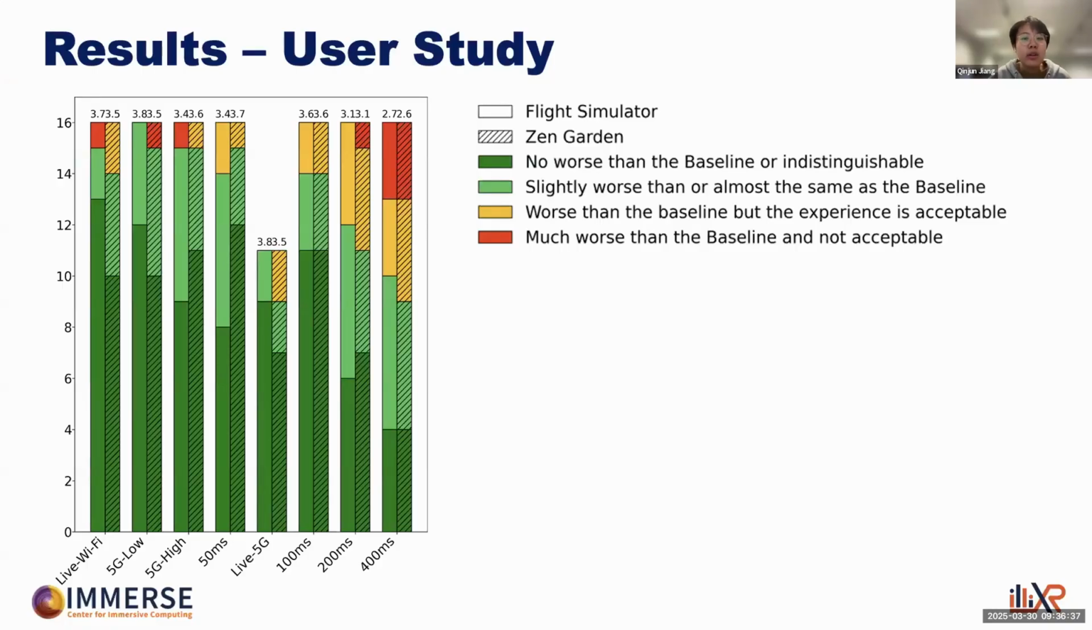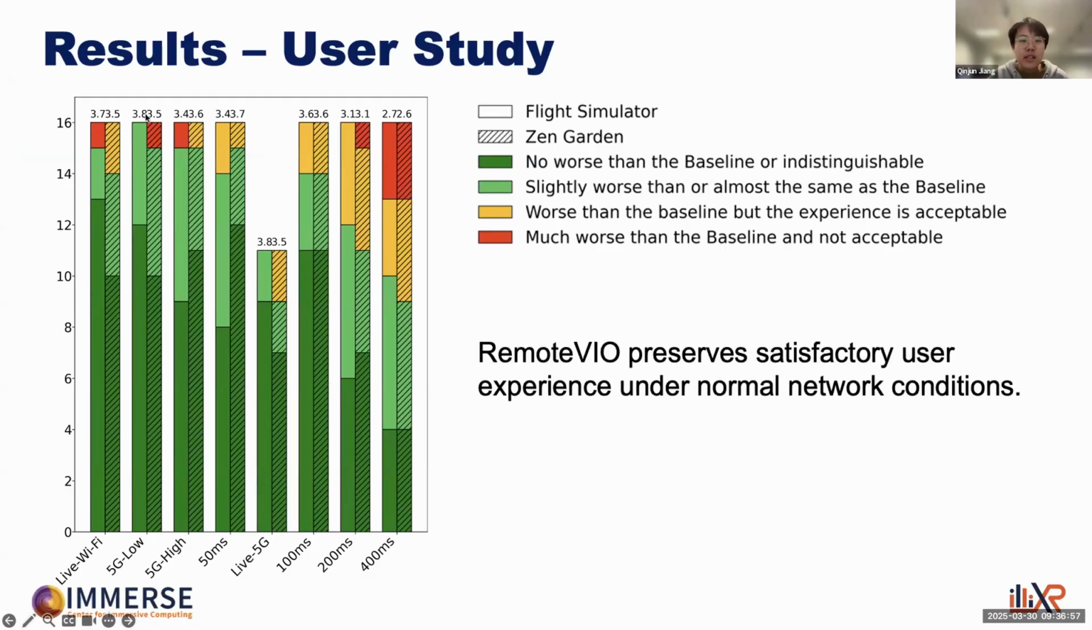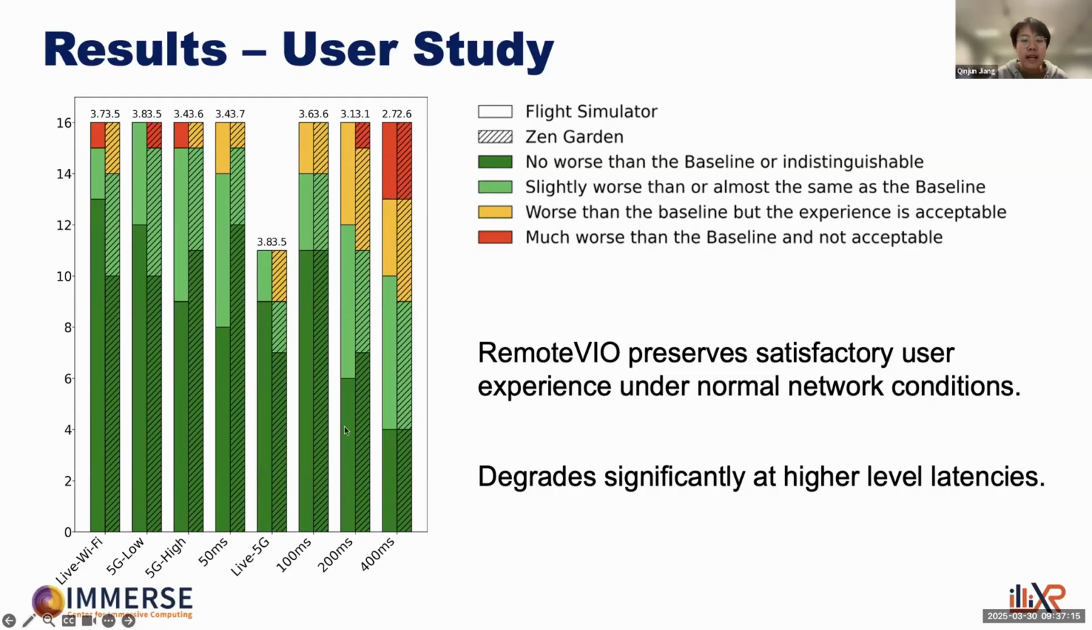All right, so now let's take a look at the user study results. This figure presents the users' ratings of remote VIO compared to the baseline experience for 2 applications and 8 network conditions. On the x-axis, the network conditions are ordered with increasing average network latencies. As we can see, remote VIO preserves satisfactory user experience under normal network conditions, such as in live Wi-Fi, live 5G, or the 2 5G traces, and even up to 100 milliseconds. However, for latencies beyond that range, for example, at 400 milliseconds and beyond, the user experience degrades significantly.